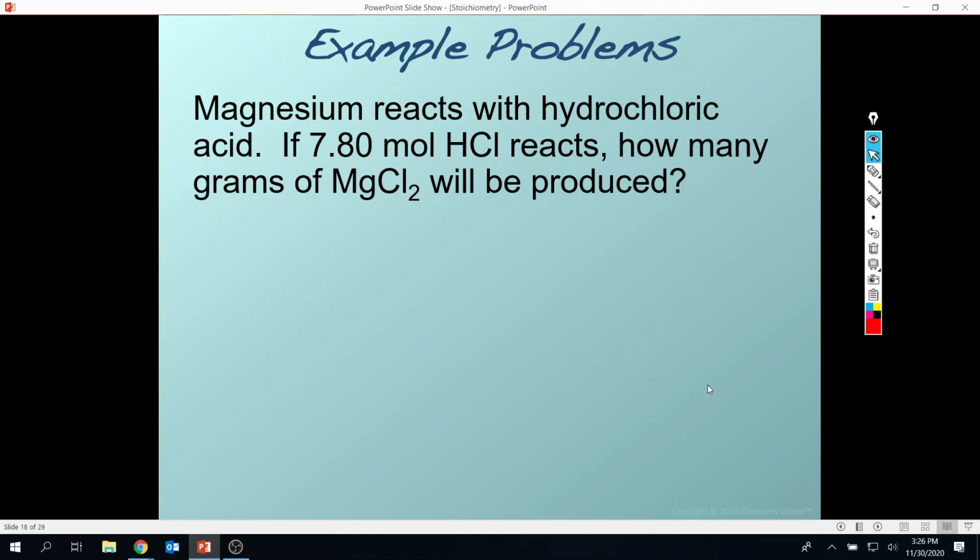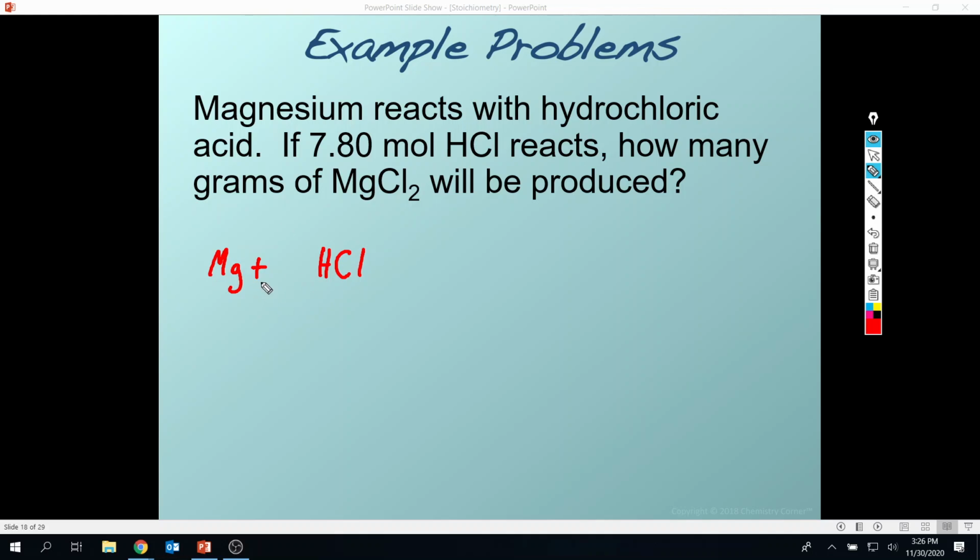Okay. Hey, let's do this one. Magnesium reacts with hydrochloric acid. Okay. So magnesium and hydrochloric acid. So we need to first write down our equation. Magnesium plus hydrochloric acid. At that point, this is looking like a single replacement reaction.